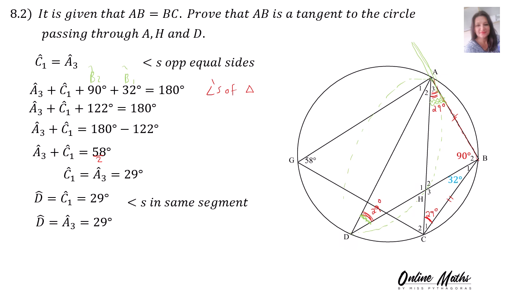Because that theorem says if there is a tangent, then the angle between the tangent and the chord will be equal to the angle in the opposite segment. Now we have a situation where the angle between a line and a chord is equal to the angle in the opposite segment. Therefore, that line isn't just a special line, it's in fact a tangent. So you can say AB is a tangent, and your reason is it's the converse of the tan-chord theorem.